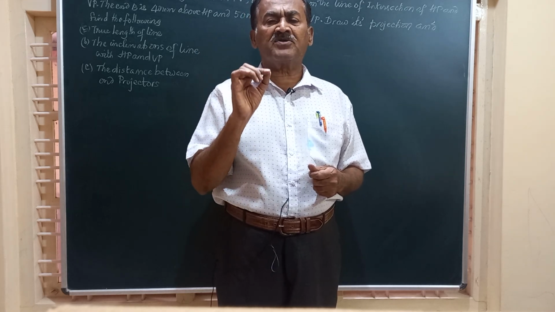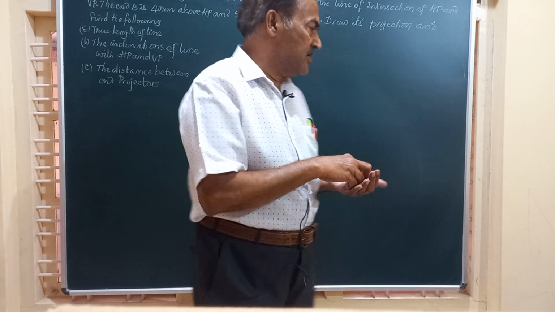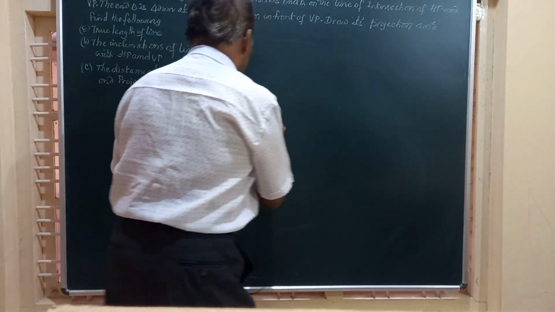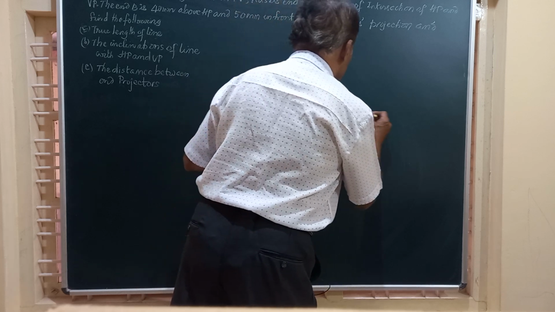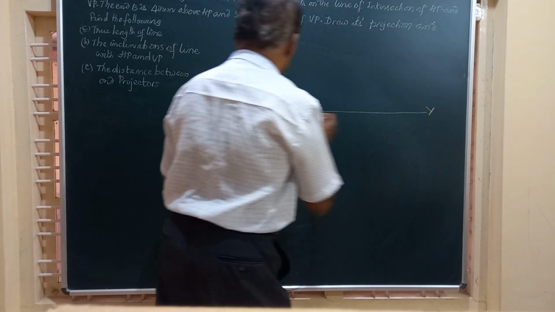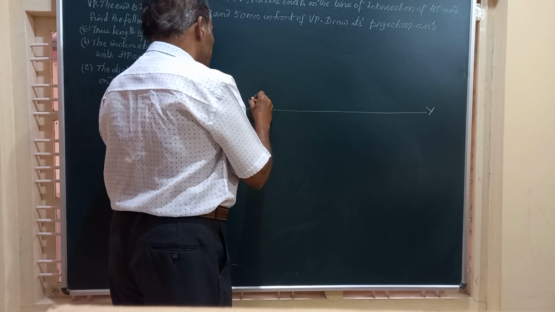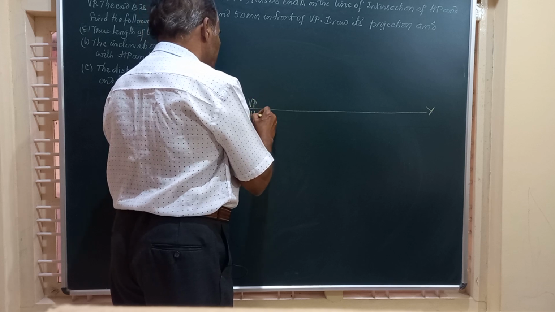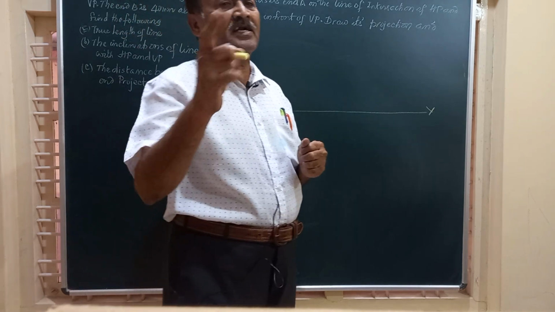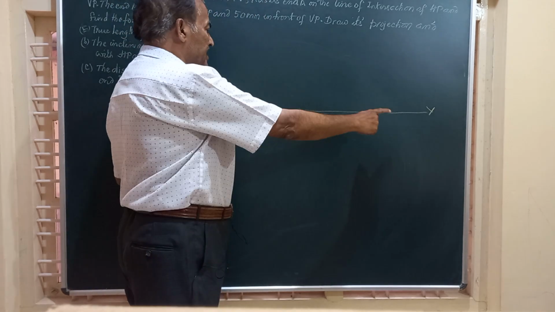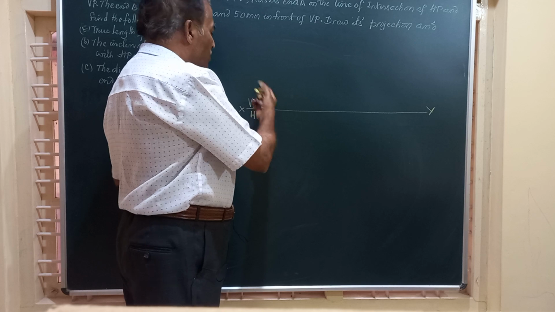So let us first of all draw the XY line to represent the line of intersection of HP and VP. So we will mark a line here XY and mark VP by HP, indicating first angle projection. If it is third angle projection, you have to draw the XY line, mark HP above and VP below that.